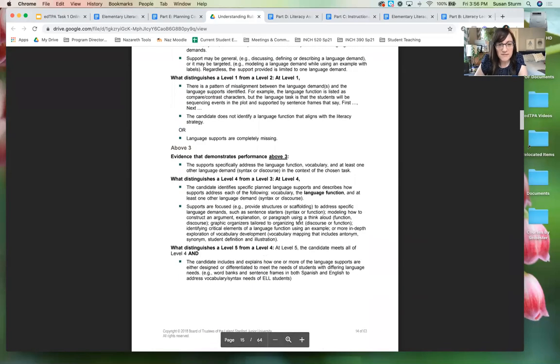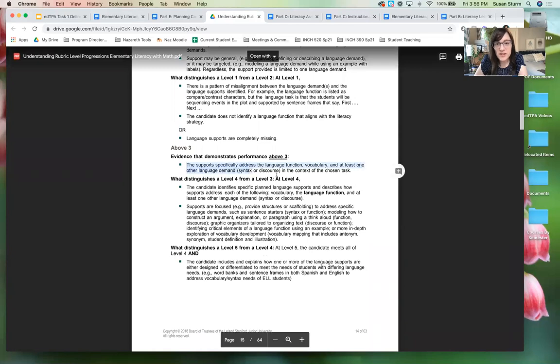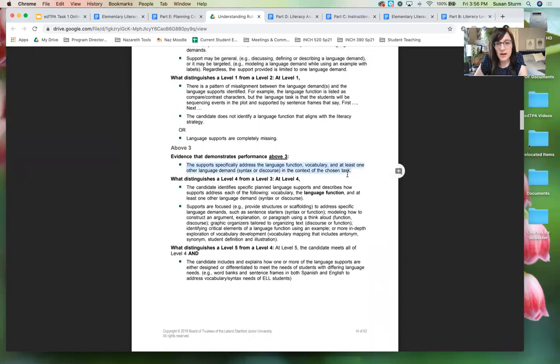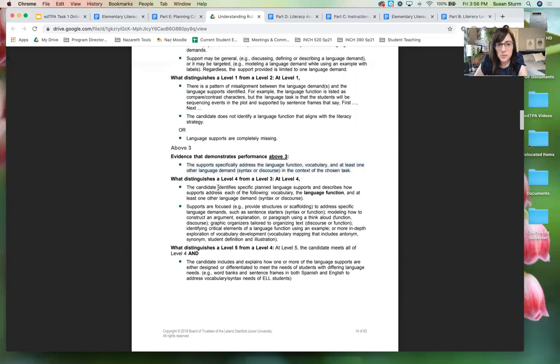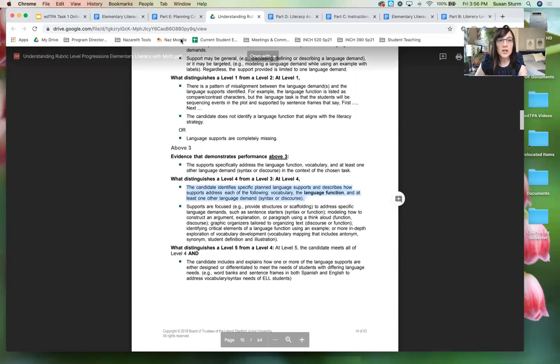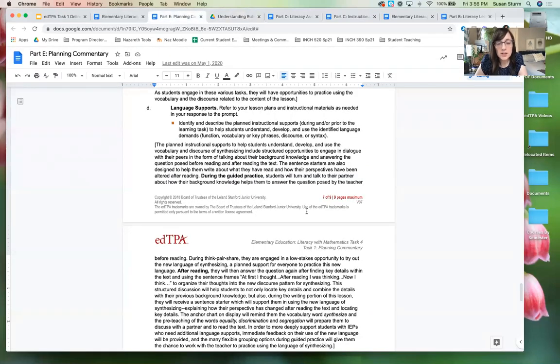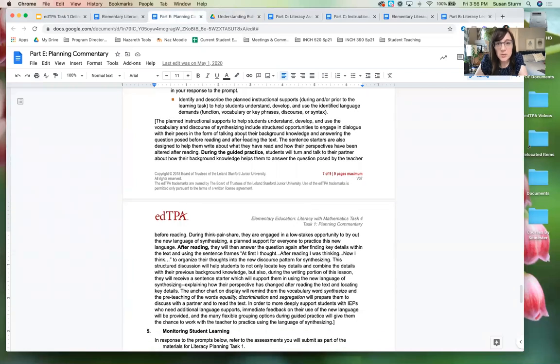Let's look at above. The supports are specifically addressing the language function, vocabulary, and at least one other. So the candidate identifies specific planned language supports and describes how these supports address each of the following. So let's think, did we hear supports for vocabulary? There were, going back, looking at the supports, do we see supports for vocabulary?